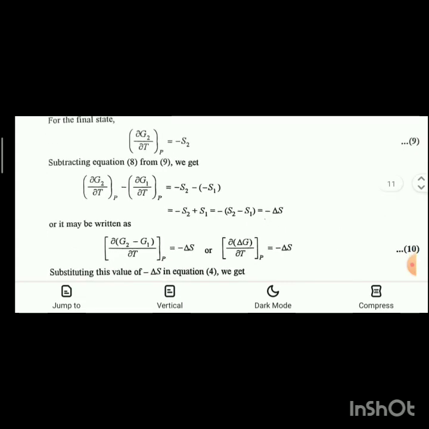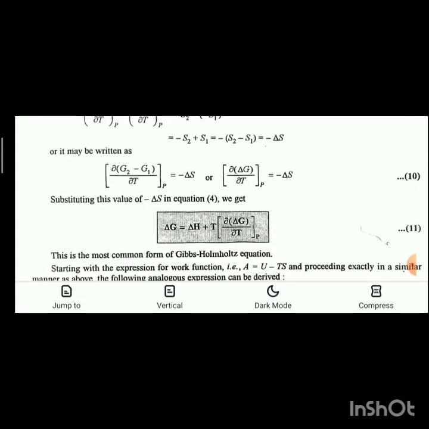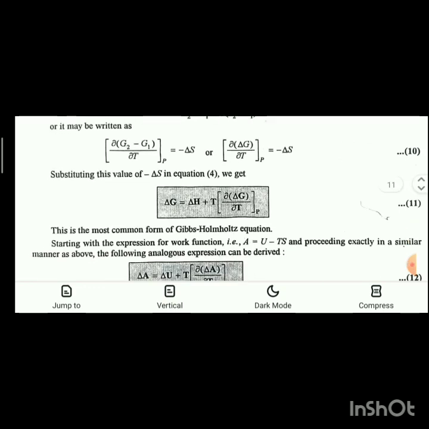Substituting these equations, (∂G2/∂T) at P minus (∂G1/∂T) at P equals minus S2 minus of minus S1, which equals minus S2 plus S1, which equals minus of S2 minus S1, which equals minus delta S. Or it may be written as ∂/∂T of (G2 minus G1) at constant pressure equals minus delta S, or ∂/∂T of delta G at constant pressure equals minus delta S. Substituting the value of minus delta S in the above equations, we get delta G equals delta H plus T ∂/∂T of delta G at constant pressure. This is the most common form of Gibbs-Helmholtz equation.